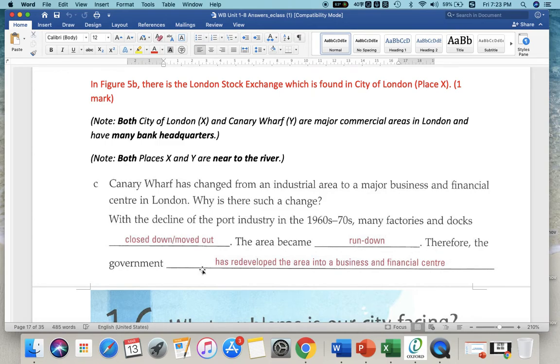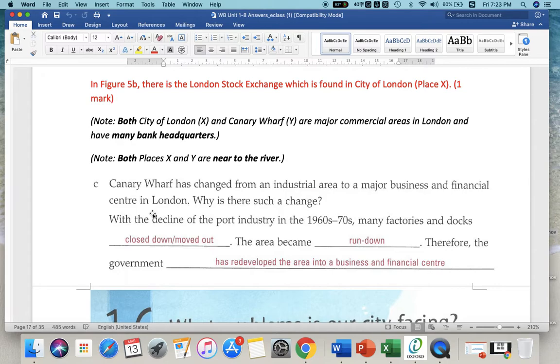And the government has developed the area into a business and financial center. Another common mistake here: some students write that the government has redeveloped the area into the Canary Wharf, but the question is asking how the Canary Wharf changed. So you need to tell me it changed into a business and financial center.